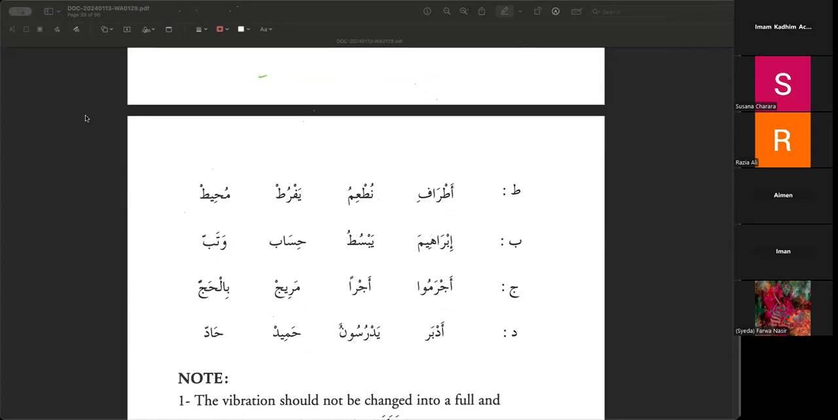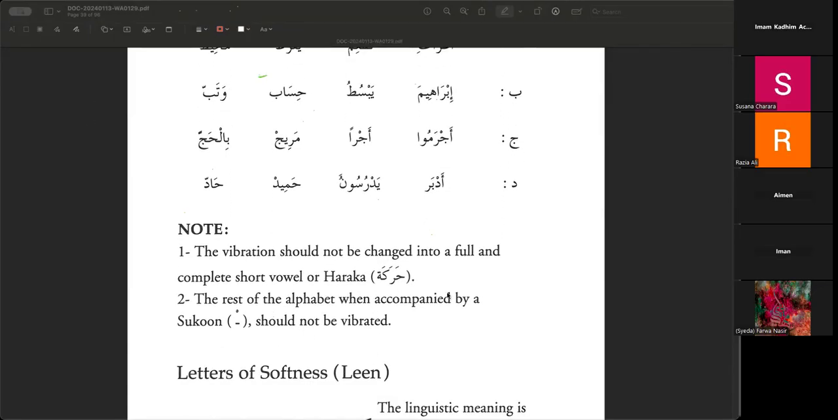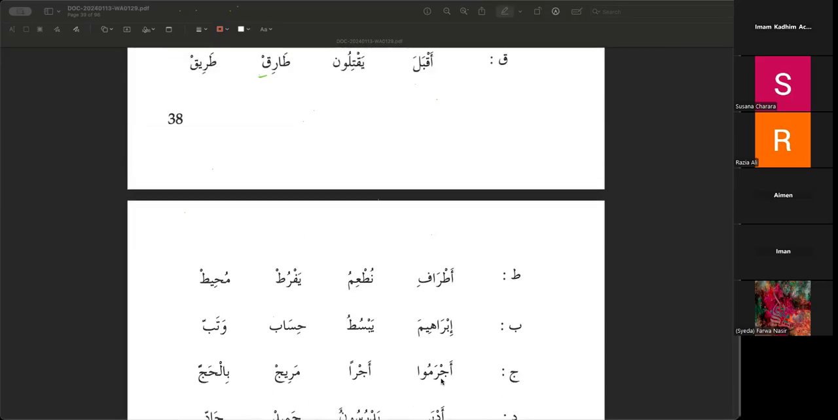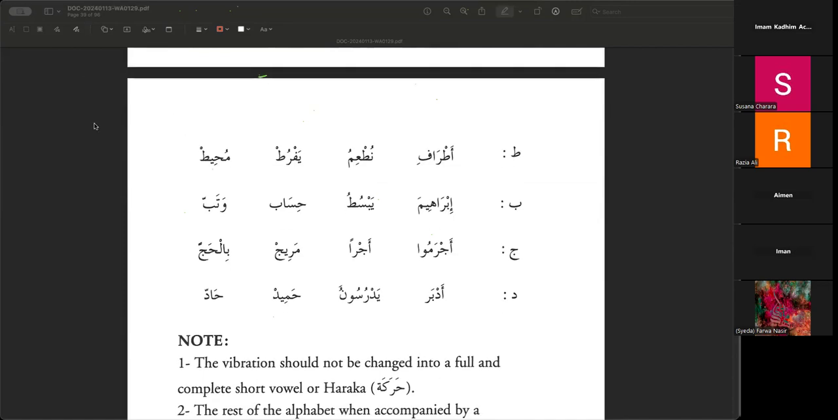Yes, this is actually what I was trying to say. The vibration should not be changed into a full and complete short vowel or haraka. So it's not like we're going to add a fatha. It's in between. I feel like it's in between a sukun and a fatha. So kind of like half of the count and the rest of the alphabet. I think in the middle it's easier, but when it ends up being at the end is where I found the struggle to be. But I'll listen to the other sisters as well.